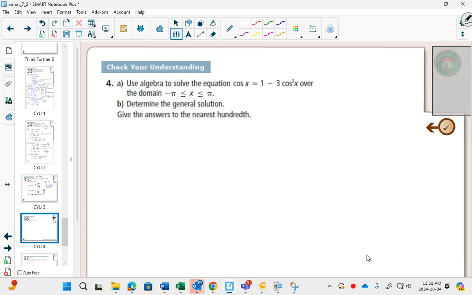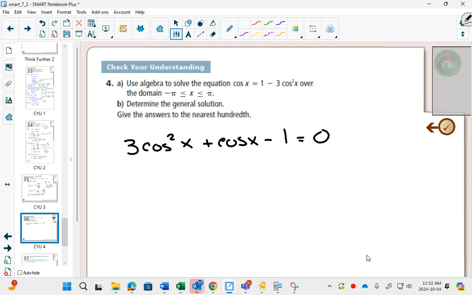Give answers to the nearest hundredth, so it kind of tells you this is a calculator question. I see a cos squared and a cos, so this is a quadratic equation. Quadratic equations always set one side equal to 0, so I'm going to move the negative 3 cos squared x and the plus 1 over to the other side.